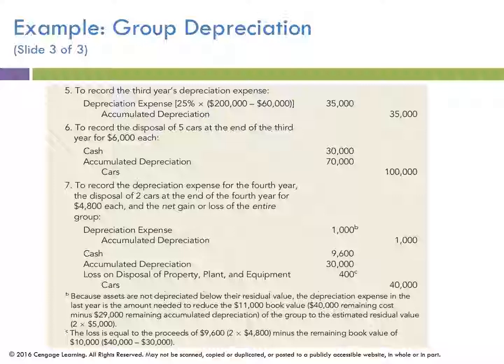So we only want to record enough depreciation so that cost minus accumulated depreciation will give us 10,000. Right now the book value is at 11. We need it to be at 10, so $1,000. So we will debit cash for $9,600, the amount received, credit the cars account for the 20,000 times 2, and debit accumulated depreciation to bring it to a balance of 0.